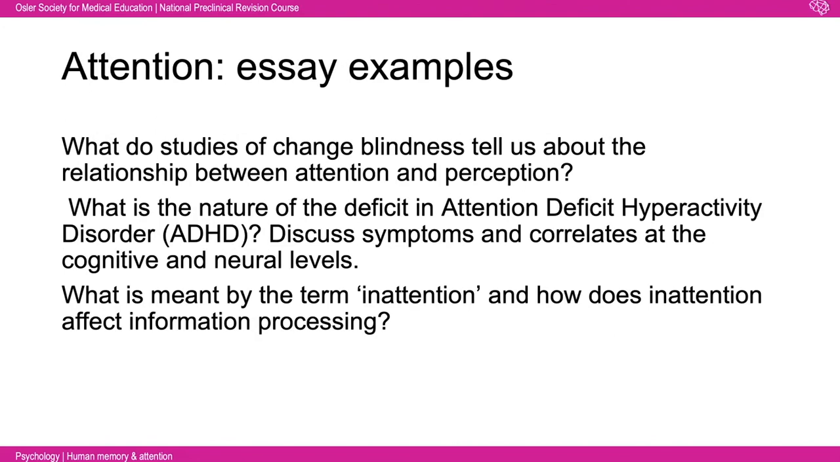So much like with memory, there are a few examples here of the types of questions you might be asked. The first is, what do studies of change blindness tell us about the relationship between attention and perception? I've tried to give some examples of this, but obviously far from giving an essay on that. But there's a lot of stuff that you can explore on that. Second is, what is the nature of ADHD? Discuss the symptoms and the correlates at the cognitive and neural levels. And third, what's meant by the term inattention, and how does inattention affect information processing?